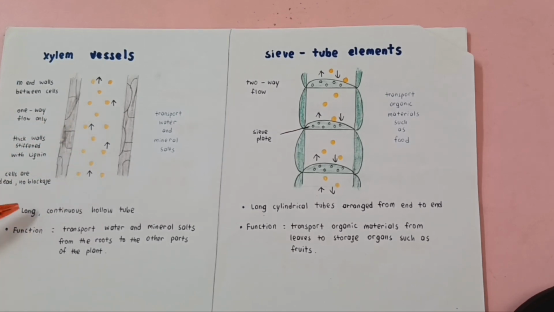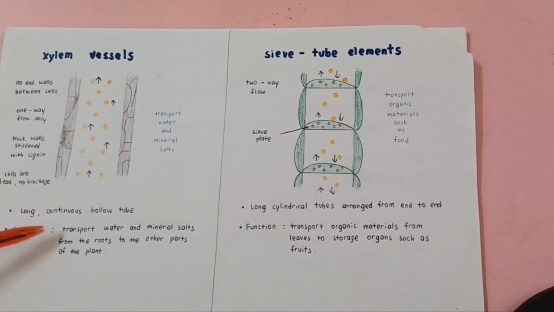So the xylem vessel is a long continuous hollow tube. The function is to transport water and mineral salts from the root to other parts of the plant.